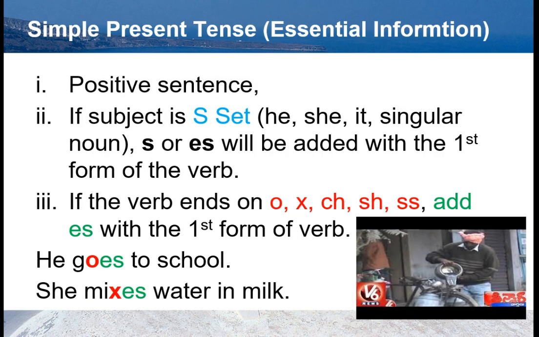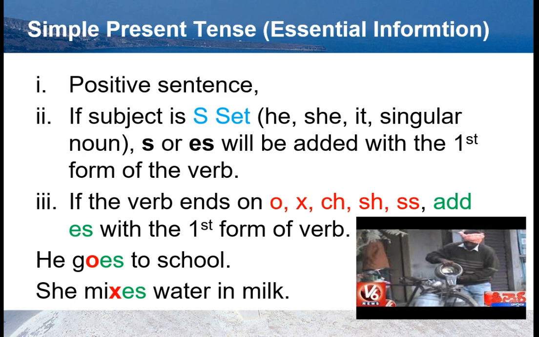Okay, two tenses need more clarification, especially simple present tense, some essential information. In a positive sentence, if the subject is from the first set, like he, she, it, or a singular noun, s or es will be added with the first form of the verb. If the verb ends on o, x, ch, sh, double s, add es with the first form of the verb. He goes to school.